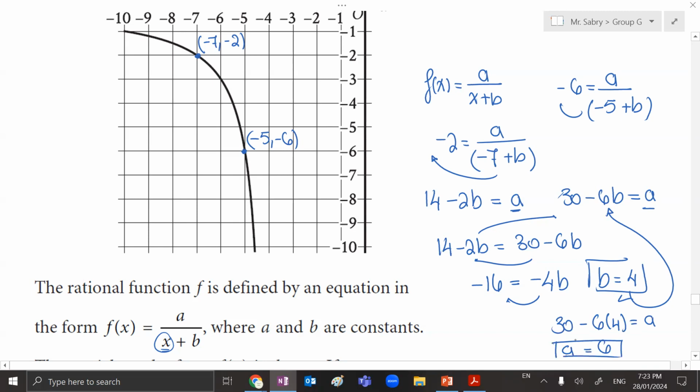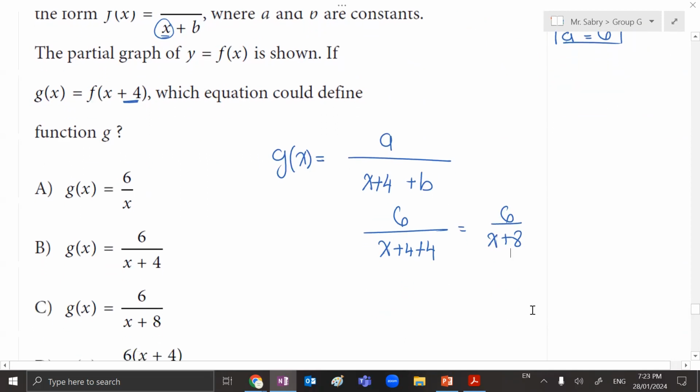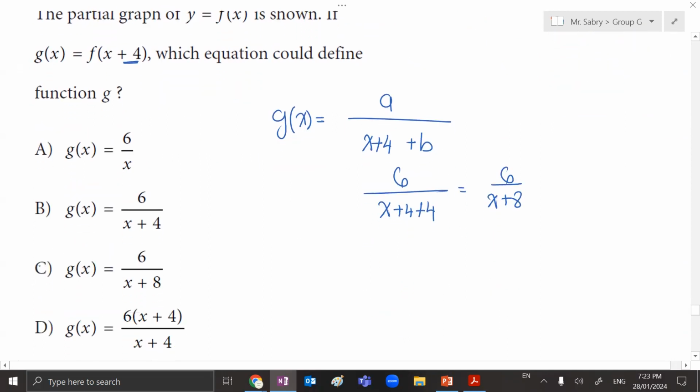I now have the a and the b. I'll go back down to the equation that I've corrected. Instead of the a, I'll substitute the 6. Instead of the b, I'll substitute the 4. So that's basically 6 over x plus 8. When we look at the choices, it is C.